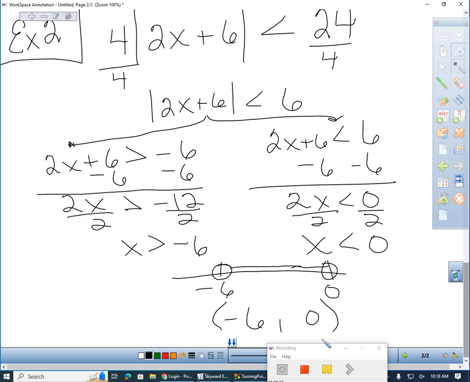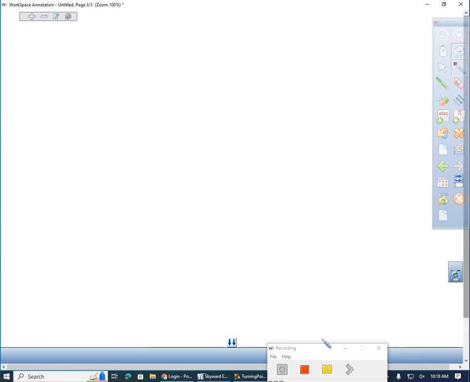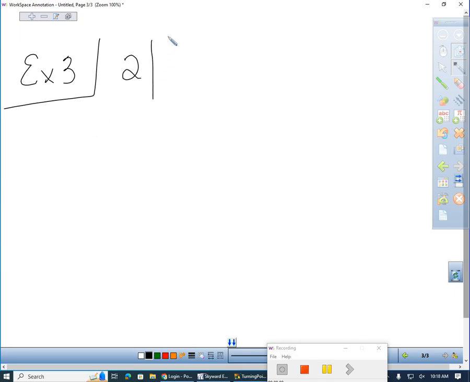All right, example number 3. Example number 3. All right, let's say I have 2 times the absolute value of negative 3p plus 3 minus 9 is less than or equal to 21.